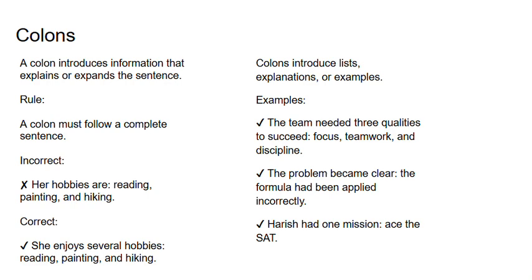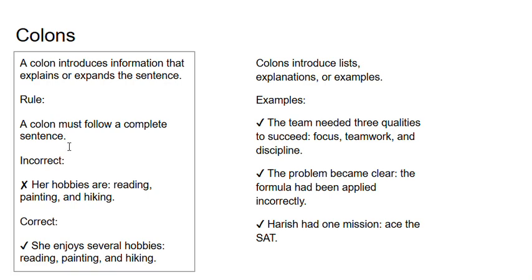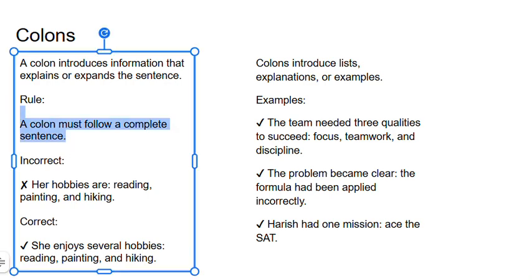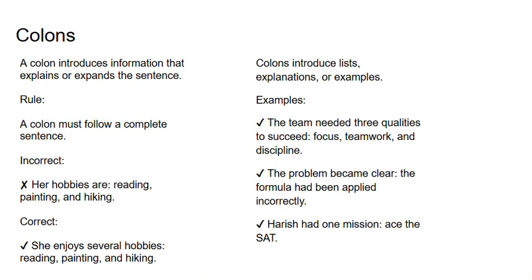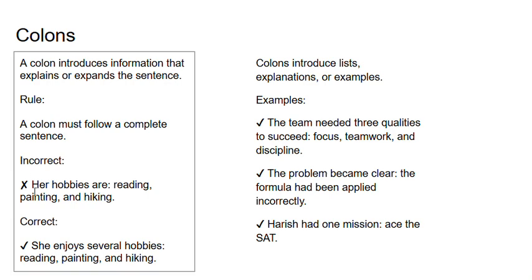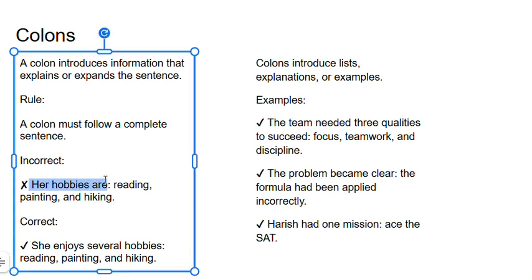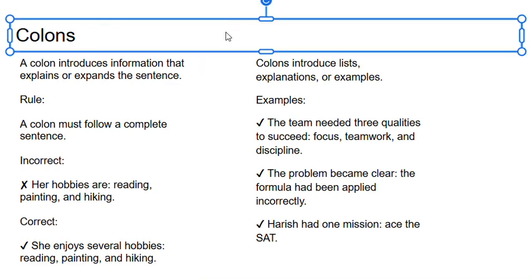A colon introduces information that expands or explains the sentence, okay? So the main rule for colons is they must follow a complete sentence, or they must follow an independent clause. What I mean by this is, if I say "her hobbies are", that is not an independent clause. There's not a subject, verb, and a complete thought. So that's the incorrect use case. What would be correct is: she enjoys several hobbies: reading, painting, and hiking.